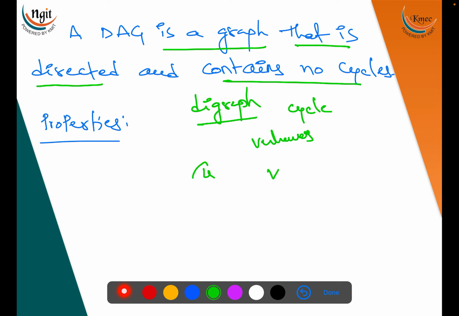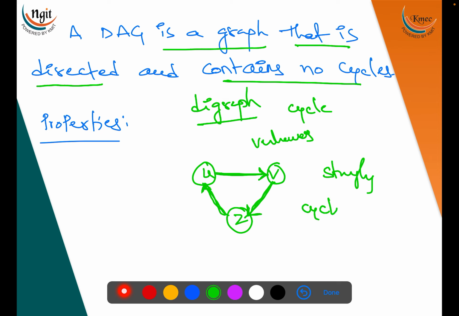Assume that I have three vertices U, V and Z. All these three vertices are connected. It is strongly connected, and the directions are something like this. That is, U to V, you have a direction. V to Z, you have a direction. Z to U, a direction. So this digraph is forming a cycle. So this is called what? A cyclic graph.